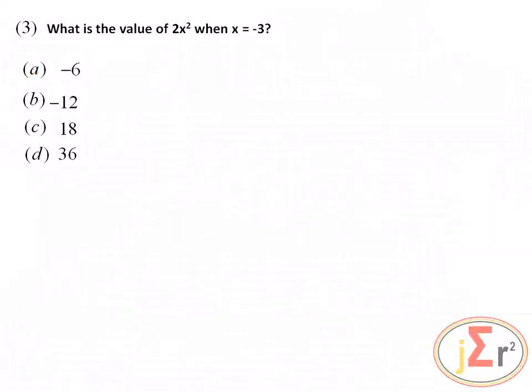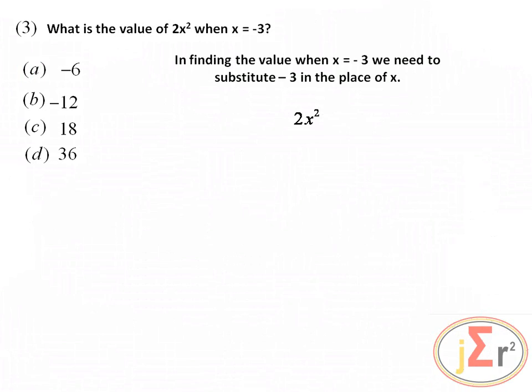What is the value of 2x squared when x is equal to negative 3? There we have our 2x squared. In finding the value when x is equal to negative 3, we need to substitute negative 3 in the place of x. That's all we need to do. Where we see x, we put a negative 3.